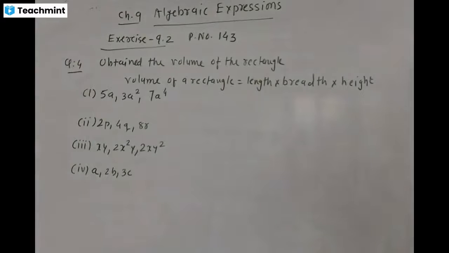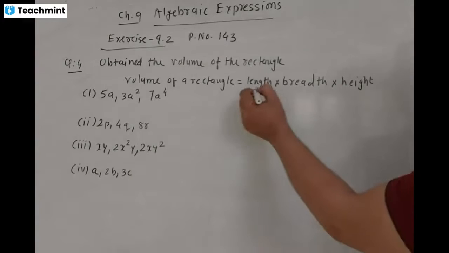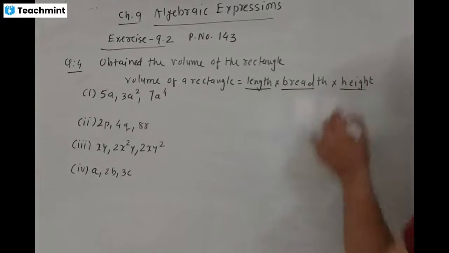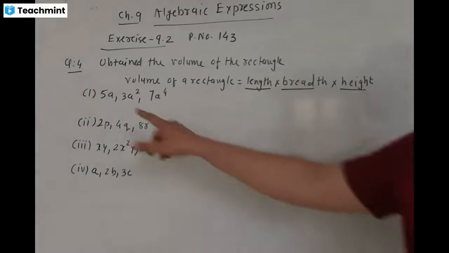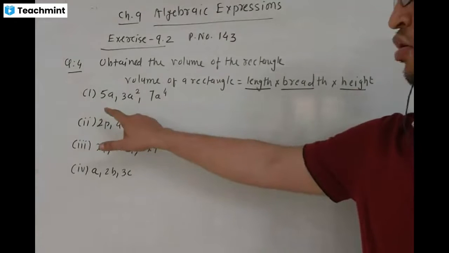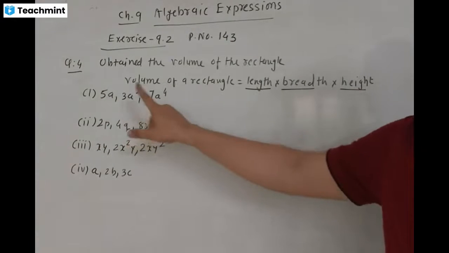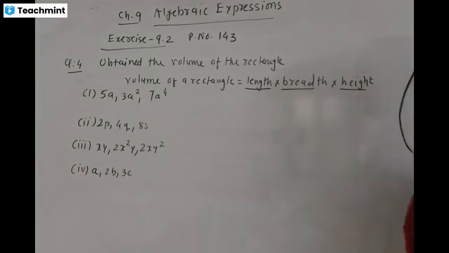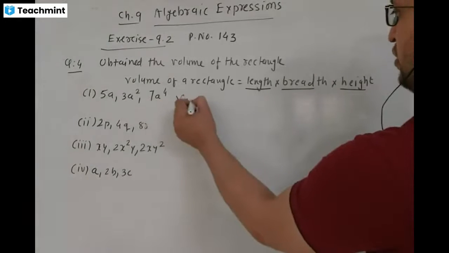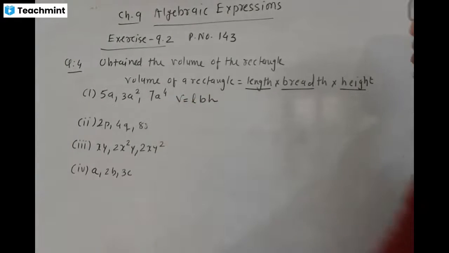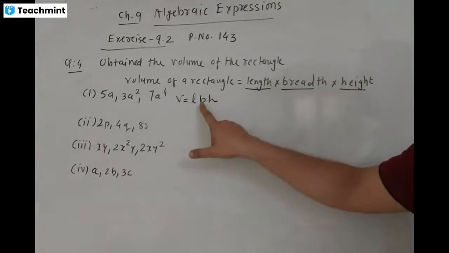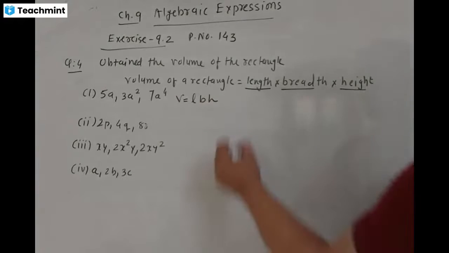Question number 4. Obtain the volume of the rectangle. What is the formula of volume of rectangle? Volume of rectangle is length into breadth into height. First quantity is length, second quantity is breadth, third quantity is height. V is equal to L into B into H. L means length, B means breadth, H means height.